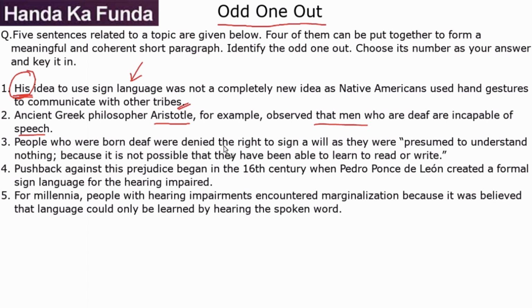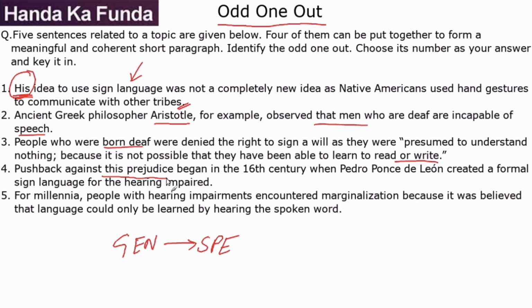People who were born deaf were denied the right to sign a will, as they were presumed to understand nothing, because it is not possible that they have been able to learn to read and write. Okay, so this is giving us some generic information about people who are born deaf. Another rule in parajumble questions, or when you have to use sentences to form a paragraph, is that you need to go from generic to specific. That thumb rule works in figuring out our paragraph. So this is a very generic information about people who were born deaf. This would probably be in the first part of the paragraph, if it is included. We still don't know if it will be there or not.